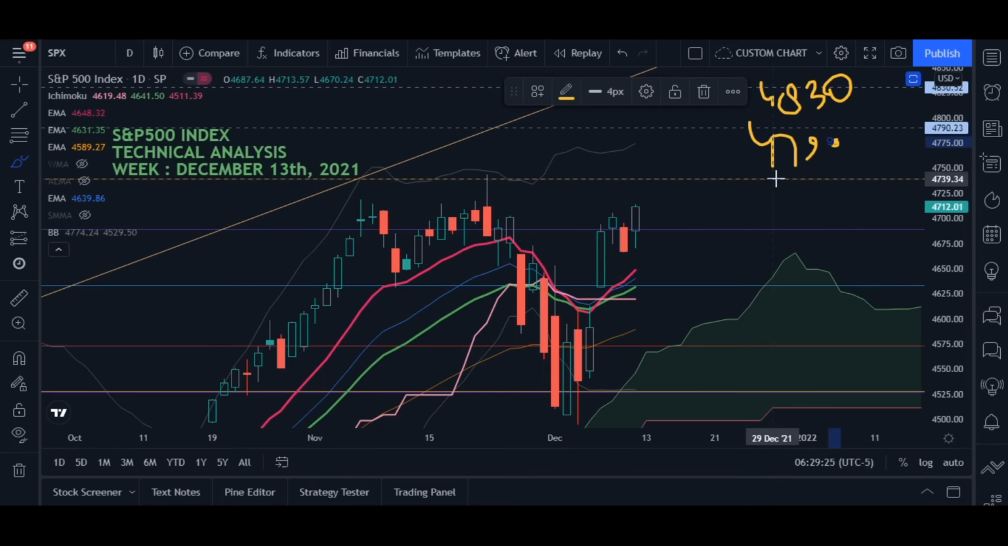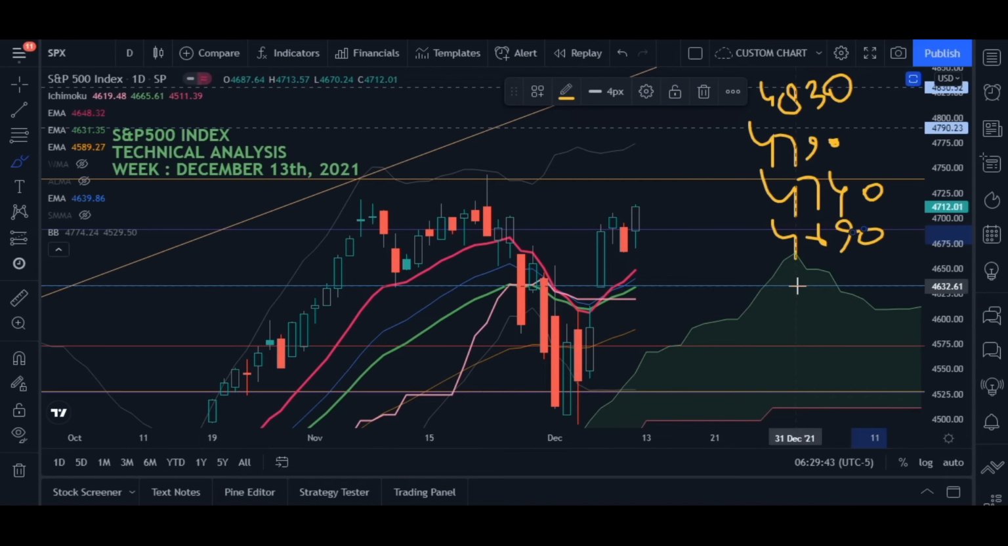Then we have another important resistance here at 4740, then 4690.